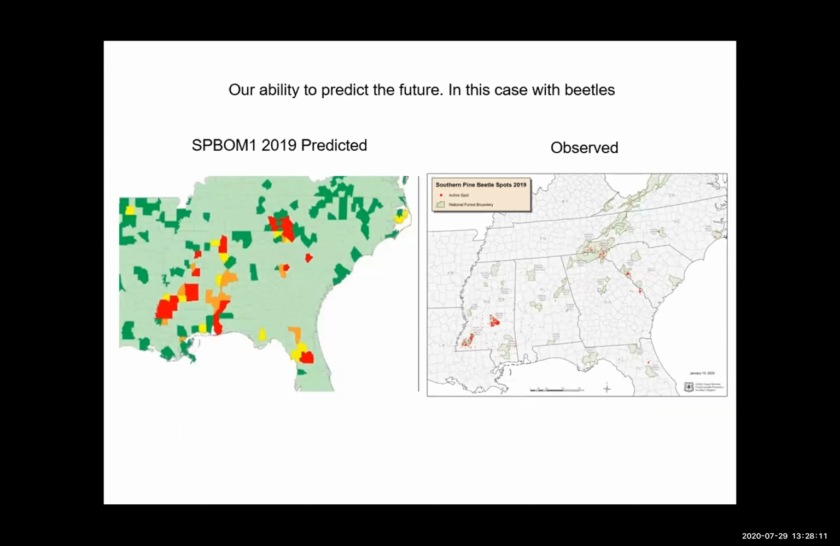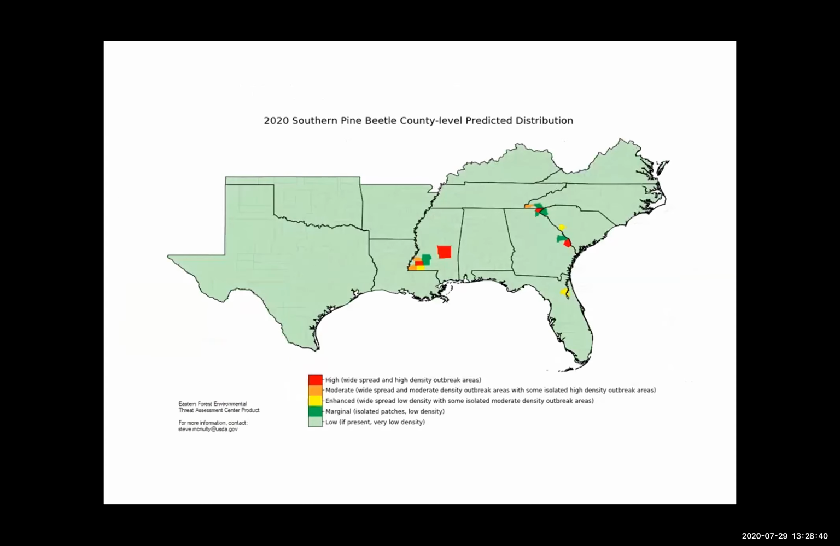So one of the tools that we developed to address this was a tool called SPOM, the Southern Pine Beetle Outbreak Model. And this is a graph that shows the predicted values in 2019 versus the observed. We predicted this using previous year's spot data and a projection of the climate for that next summer, and produced this map in March, I believe, of 2019. And then this is from January of 2020, where the beetles actually occurred. And there was a very good correlation to where we predicted the beetles would be and where they actually were found.